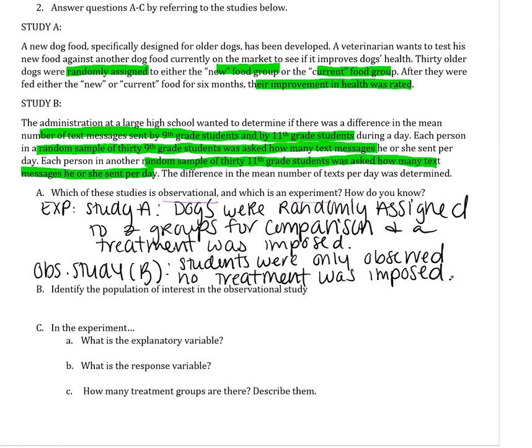Okay. For B, we're going to identify the population of interest in the observational study. So that was Study B. Population of interest was our 9th and 11th graders at a large high school.